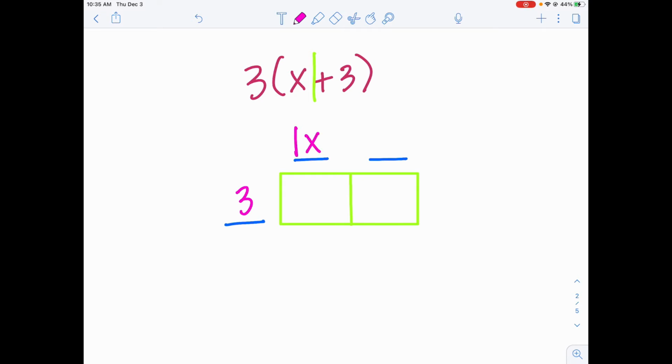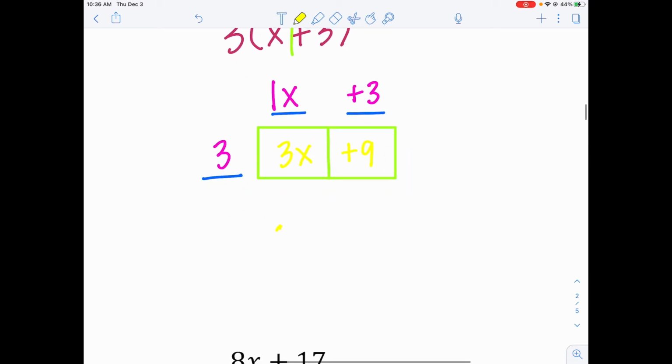And remember, that's like a 1x if you still need to put the 1 there. And then my second term with the operation sign goes above the second box. So I brought a plus 3 down. And then to get what goes inside the boxes with the distributive property, we multiplied. So 3 times 1x leaves me with 3x. And 3 times a positive 3 left me with a positive 9. And my very last step was to rewrite the expression: 3x plus 9.